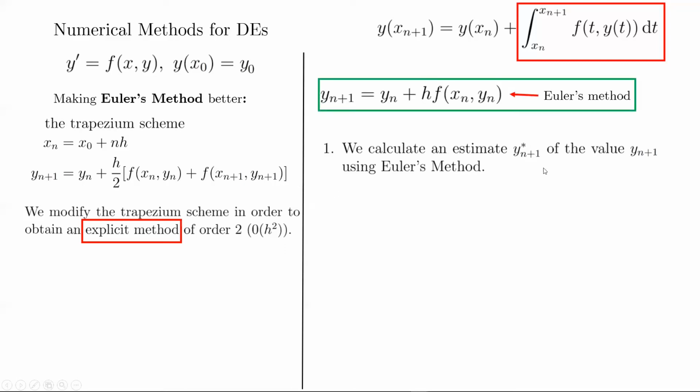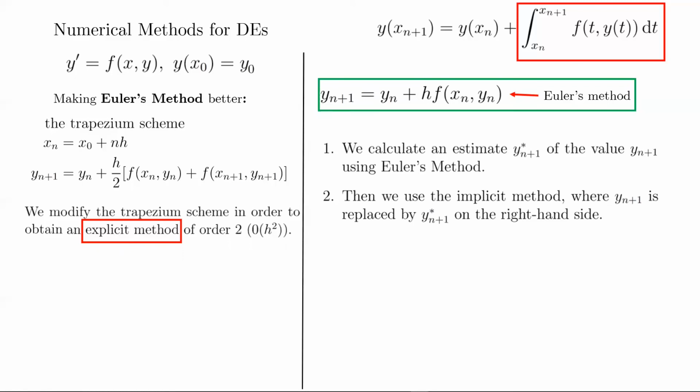My estimate that I'm going to use for y of n plus 1 is the Euler method that I already know. So I'm going to approximate y of n plus 1 using Euler's method. I'm going to call this Euler's method approximation yn plus 1 star, and then I'm going to apply the implicit method, basically the trapezium scheme, but instead of writing f of xn plus 1, yn plus 1, I'm going to look at f of xn plus 1, yn plus 1 star.